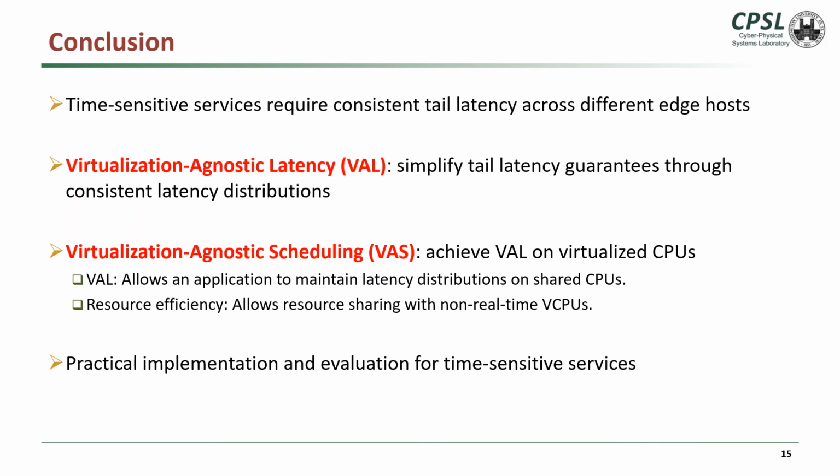So that brings us to our conclusion. Time-sensitive services require consistent tail latency across different edge hosts. So we proposed virtualization-agnostic latency, which is the VAL, a required feature when you're trying to deploy your time-sensitive application across edge hosts by simplifying the tail latency guarantees through consistent latency distributions.